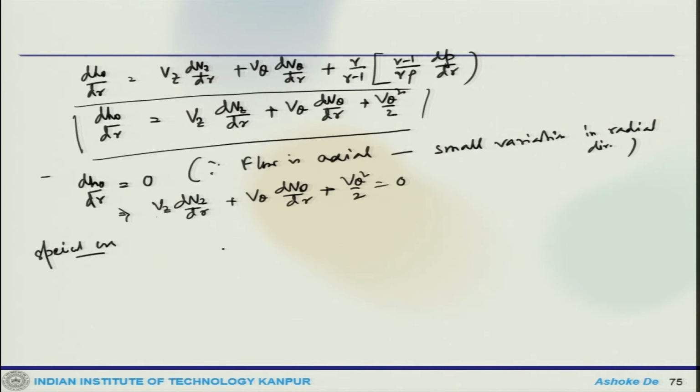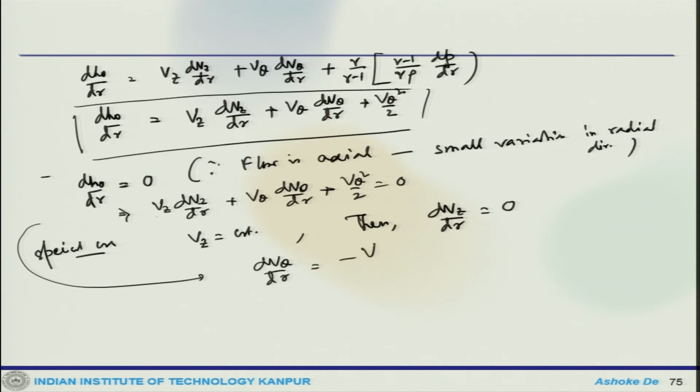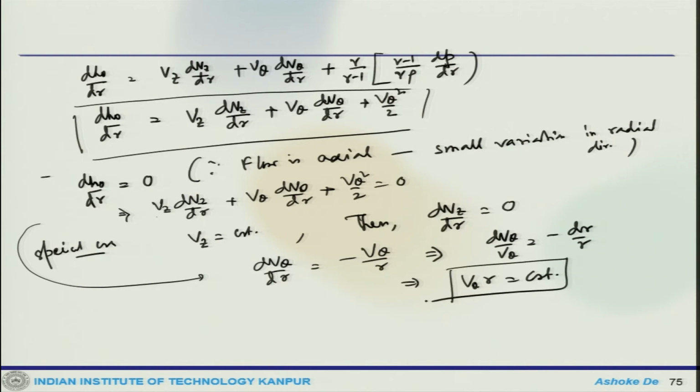So, again a special case: if Vz is maintained constant across the annulus, then we can write dVz by dr is 0. So, which gets us back, from here, to dV theta by dr equals minus V theta by r. Which means dV theta by V theta equals minus dr by r. So, that gives V theta times r is constant after integration. So, which means tangential velocity is inversely proportional to r. So, V theta would be inversely proportional to r. So, the condition is known as free vortex.